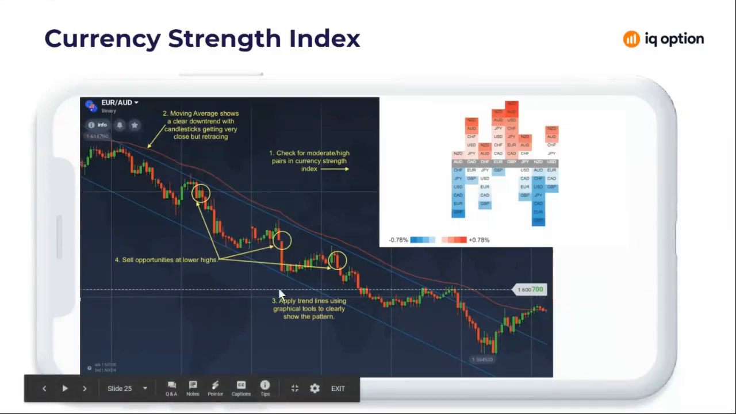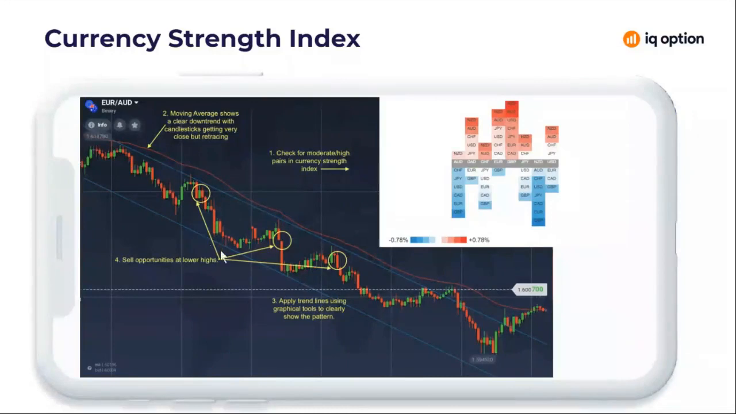We've placed two trend lines here. It gives me an exact idea of what price the markets will reach and what price the markets will stop at. The fourth step is the sell opportunities are at lower highs, as we mentioned before.